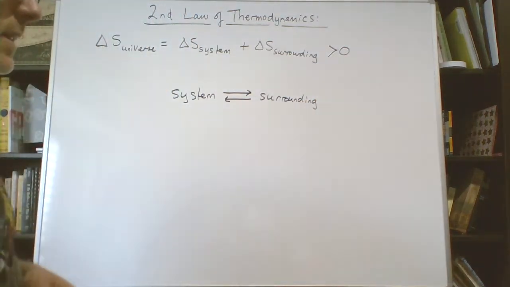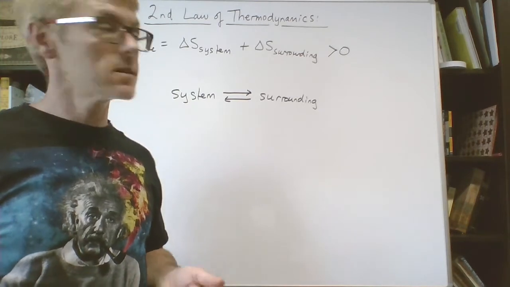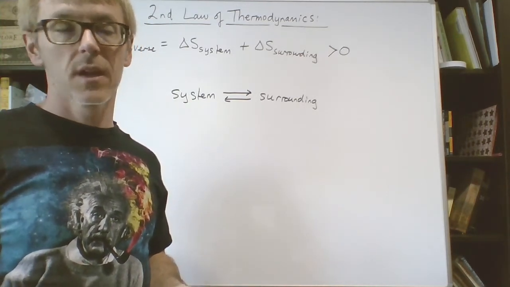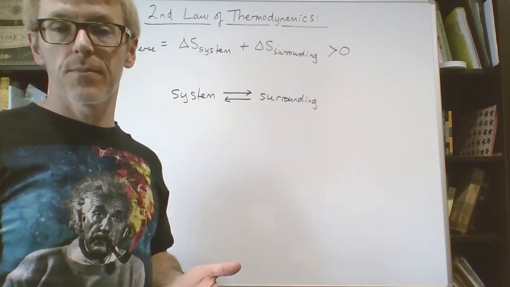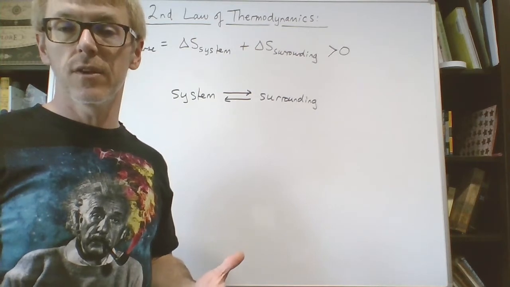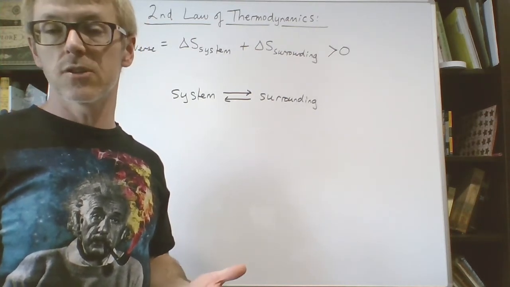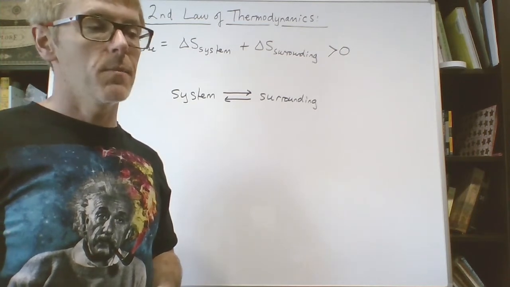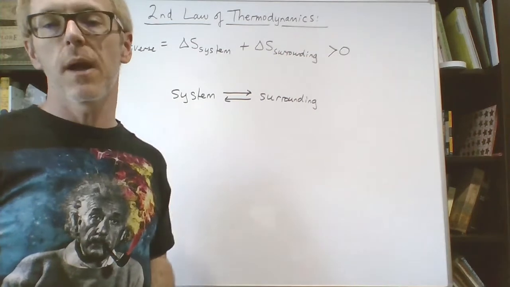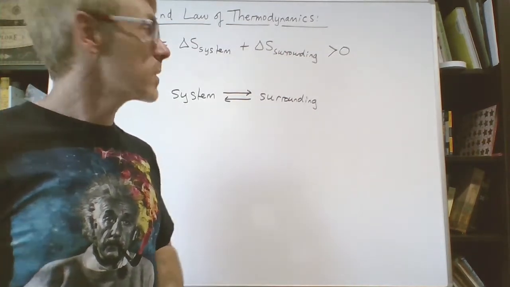And the system by definition is anything that you, the scientist, decide it is. If you're a physician, the system is your patient. If you're a barista serving coffee to somebody, the system is the coffee in front of you. If you are the mayor of a city, the city is your system. So the system is whatever you define it to be. If you're a dentist, the open mouth in front of you is the system. The surrounding is everything else.